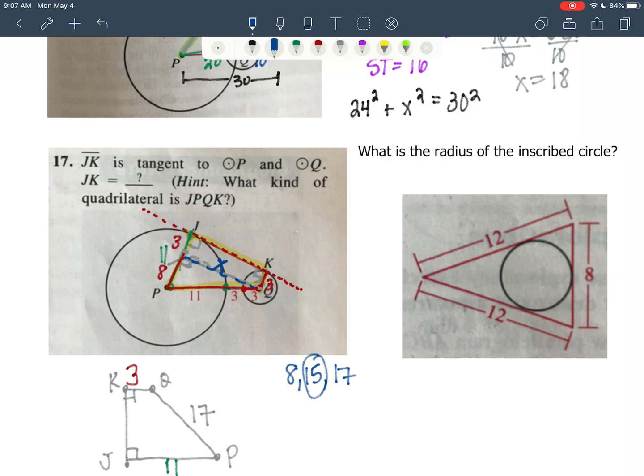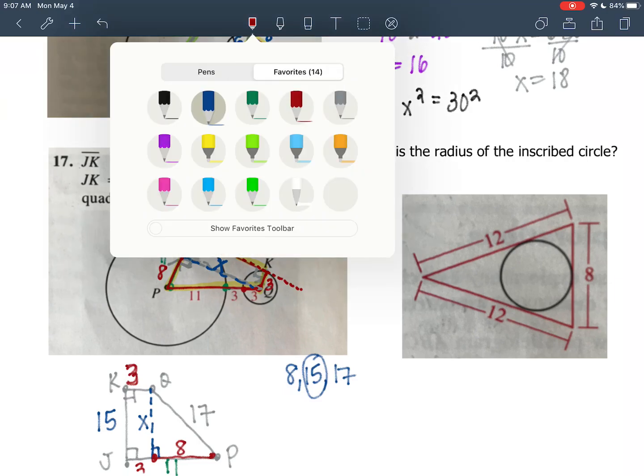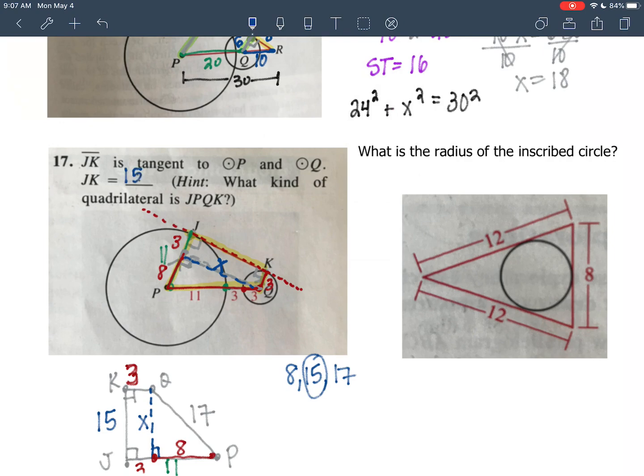So that means that JK is 15. So what we did was we did this, and we called it X. And since this was 3 above, this is going to be 3 below, which is going to make this segment 8, which would make X have a length of 15. So JK is 15. And that is pretty cool stuff right there.